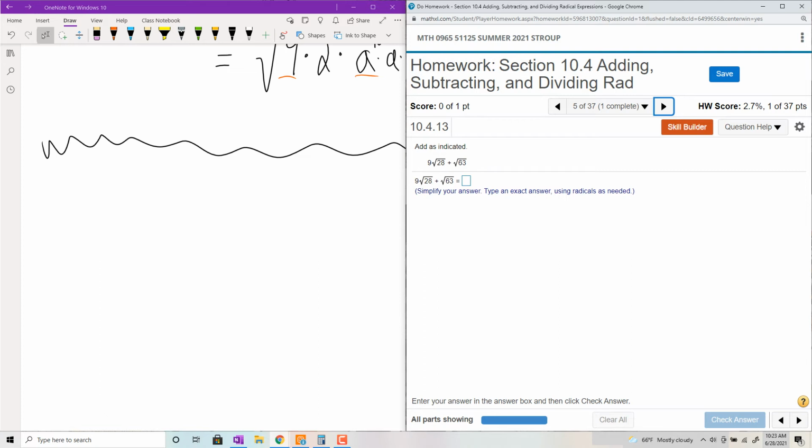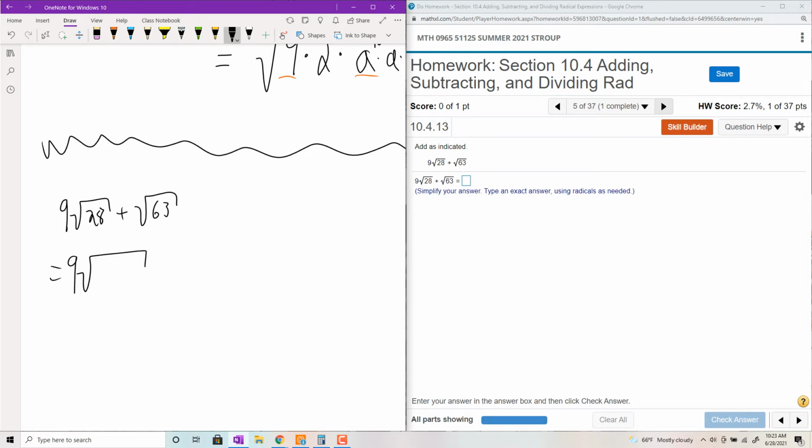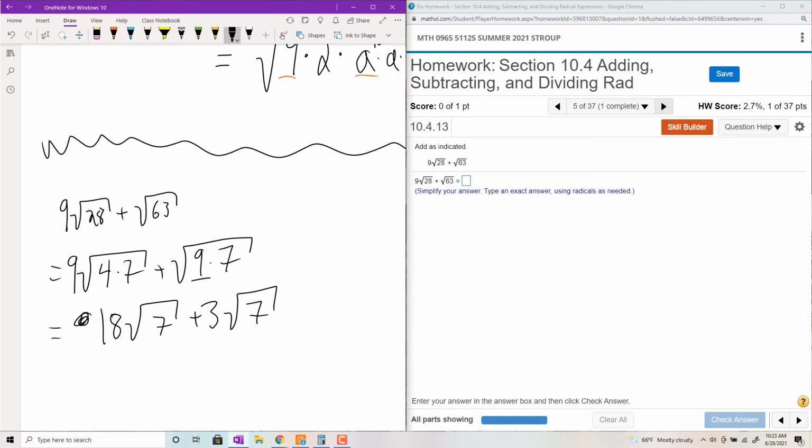This one you're going to have to simplify before you can do anything. So you get 9 square root 28 plus square root of 63. So that will be 9 square root of 4 times 7 plus the square root of 9 times 7. So that'd be, factor out the square root 4, that would give you 2 times 9 is 18, square root 7, plus 3 root 7, and that would be 21 root 7.